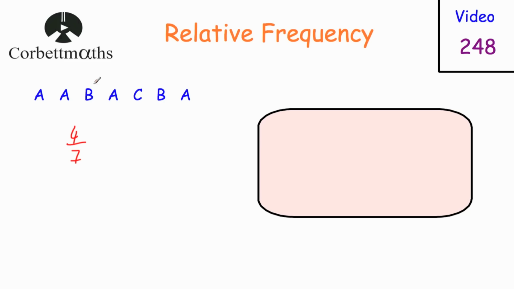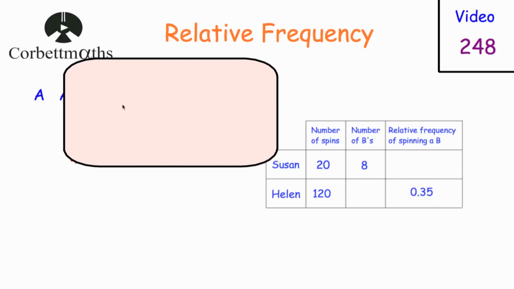If we were asked to find the relative frequency of a B, well, we've done the experiment 7 times, so it would be out of 7. And there's 2 B's, so the relative frequency of a B would be 2 sevenths. And if we were asked to find the relative frequency of a C, it would be 1 seventh, because there's 1 C out of the 7 results. Okay, so relative frequency or experimental probability is just found by writing the number of successes over the total number of trials. Okay, let's have a look at another type of question now.